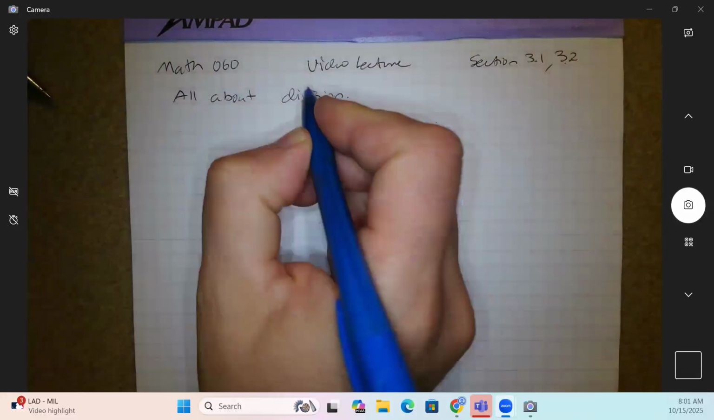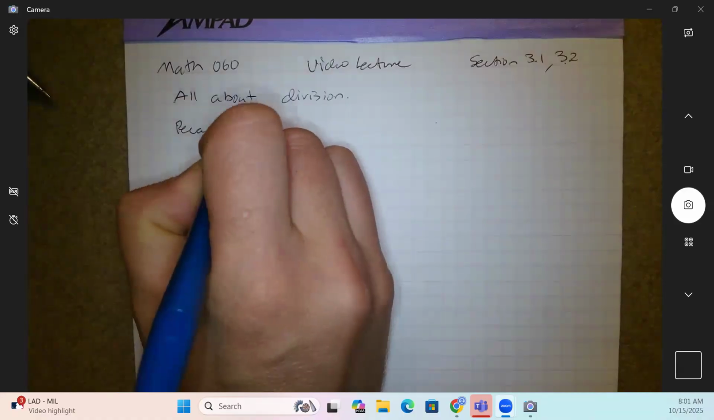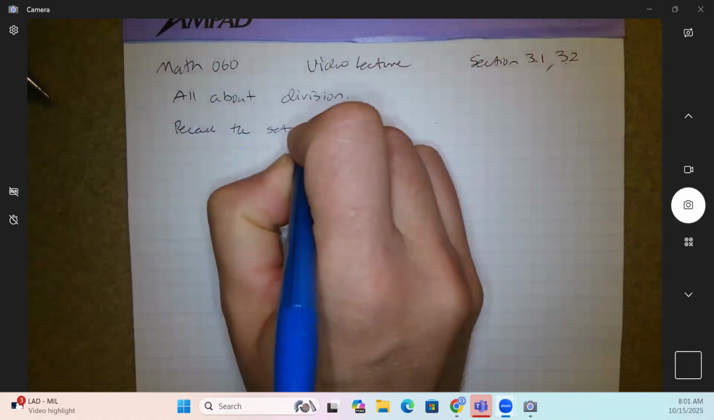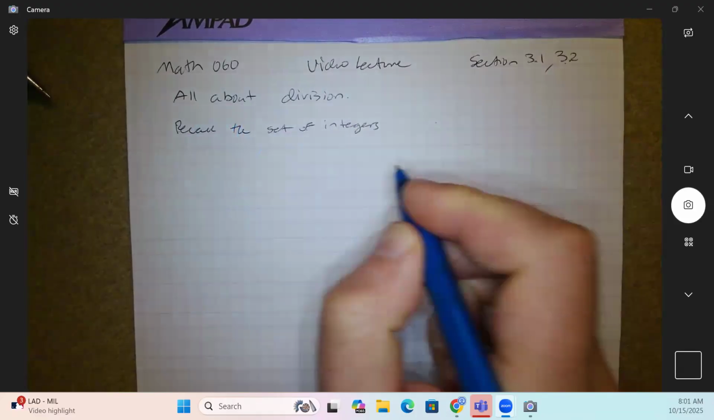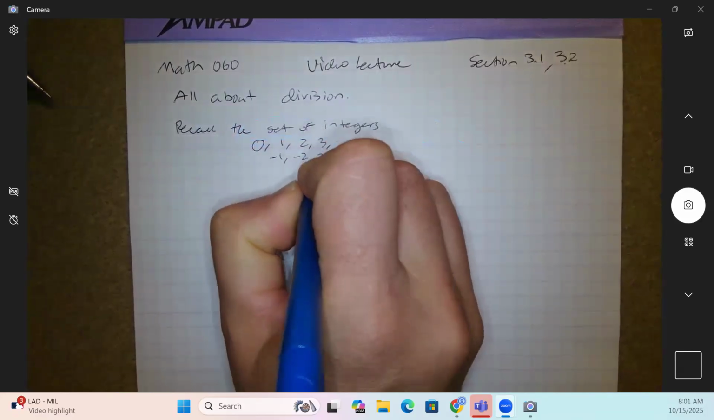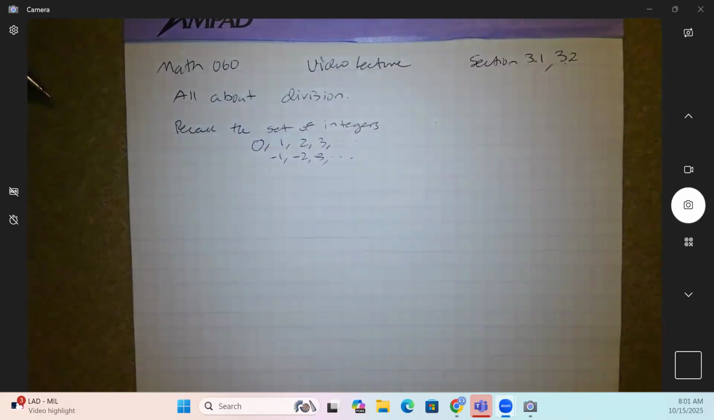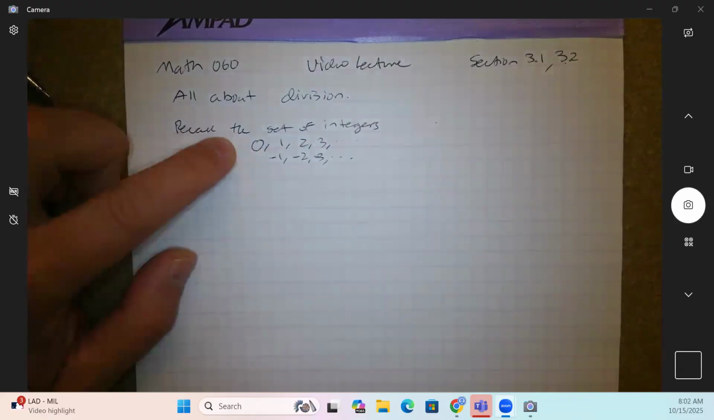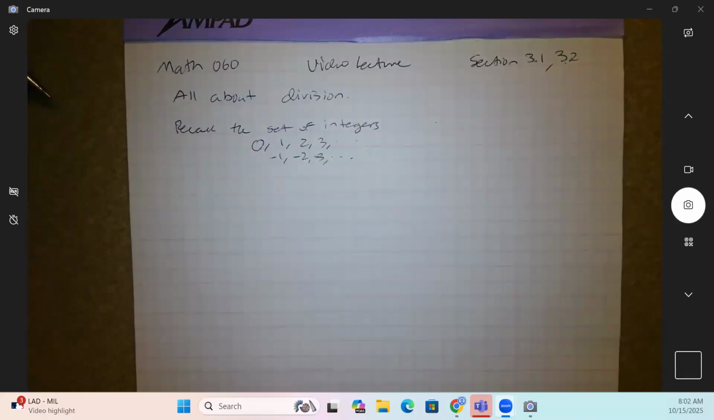So before we get into division, recall the set of integers: 0, 1, 2, 3 forever, and also the negatives, -1, -2, -3 forever. And we can do addition, multiplication, subtraction. Anytime we do that with an integer, we end up with an integer, like 10 times 90 is still an integer, or 6 minus 40 is still an integer. But as soon as we do division, we have to expand our sets of numbers into what are called the rational numbers.